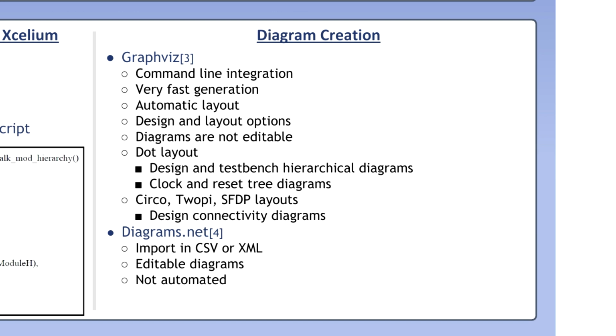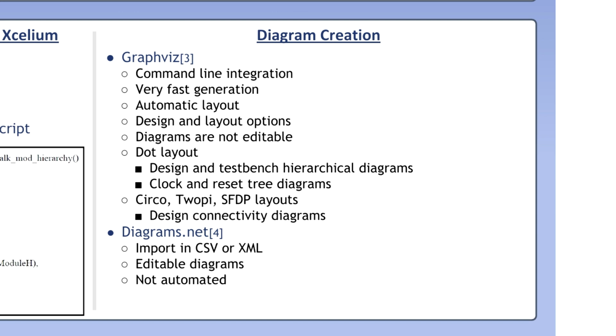There were then two different open source diagram creation tools explored. GraphViz is an automatic diagram creation tool which takes a dot file as input. It was a very effective tool for a number of reasons. It can be installed on a Unix server and executed through the command line. It generates diagrams very fast in a number of output formats, including PDF. The automatic layout is very effective, particularly for hierarchical diagrams, and there are plenty of layout and design options that are customizable. However, unfortunately, it cannot produce diagrams that are editable.